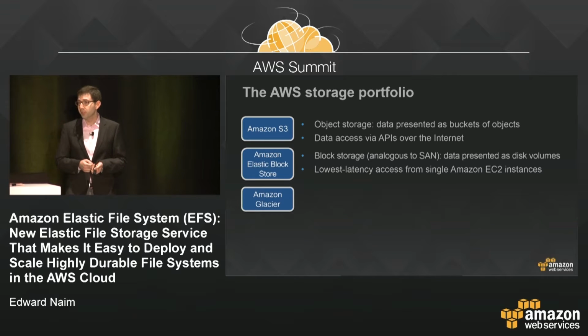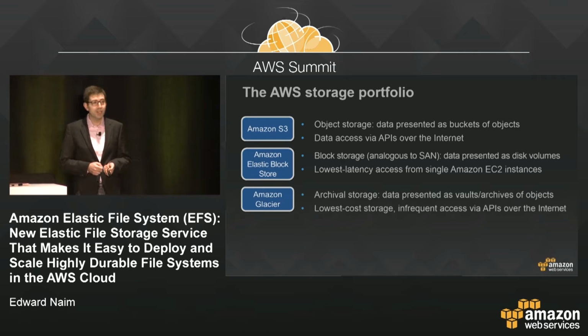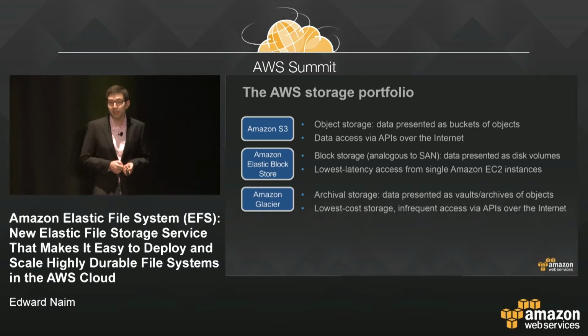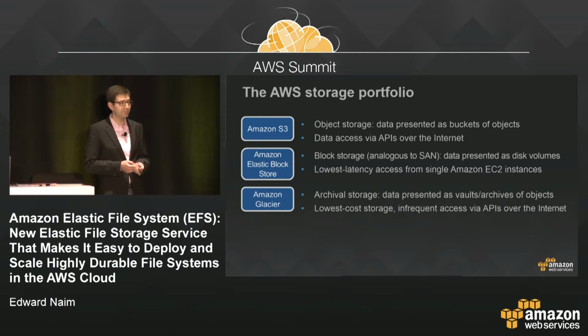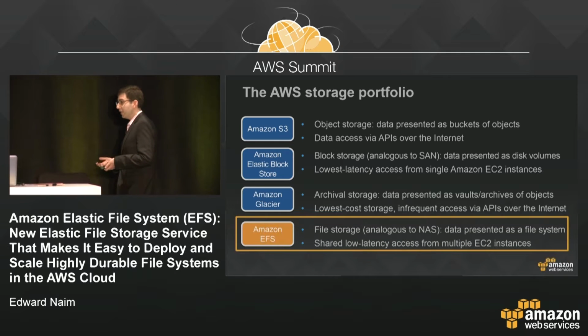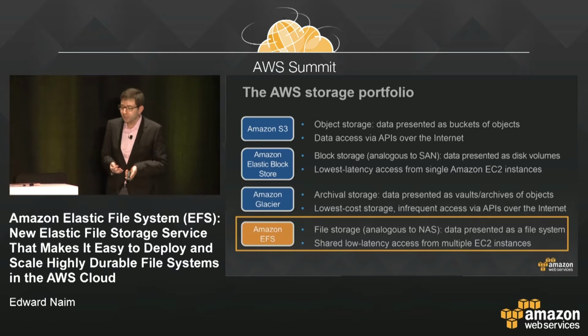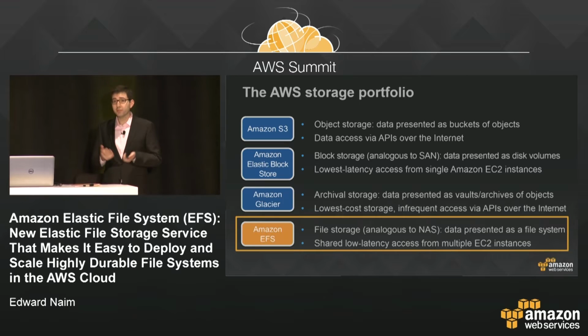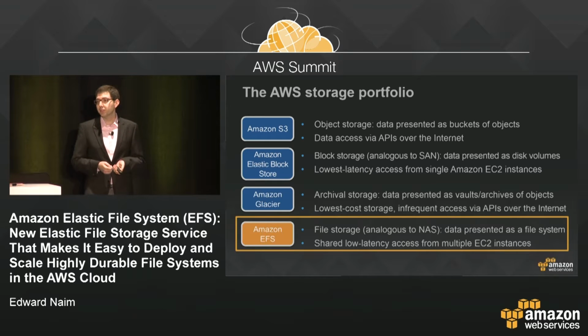EBS is block storage. And with EBS, your data is presented as disk volumes to your EC2 instances. And EBS provides our very low single-digit latency access to single EC2 instances. And Glacier is archival storage. It's our cheapest storage offering, and it's intended for data that's accessed very infrequently. And now today we have EFS. EFS is file storage. And with EFS, data is presented to your EC2 instances via a file system. EFS provides shared low latency access from multiple EC2 instances concurrently.